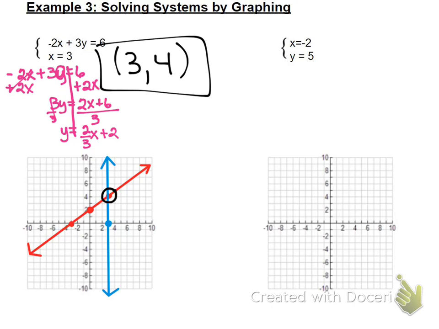Does anybody need further clarification of where we found that it was the vertical line? Okay. Hey, Chance, Hannah, can you guys set your head up for me, please?